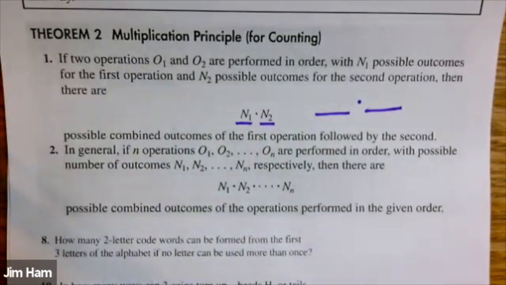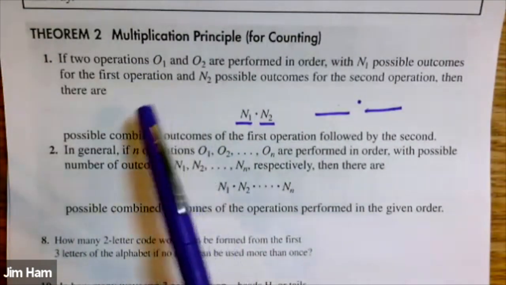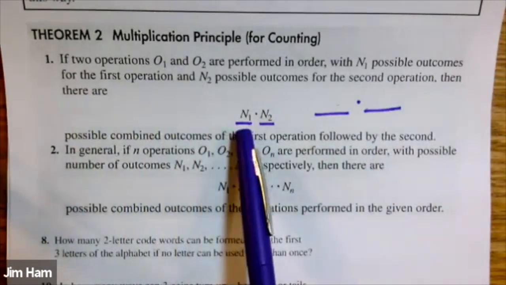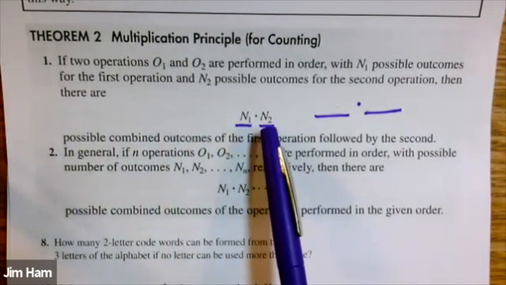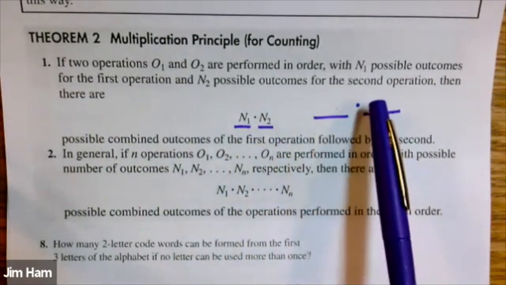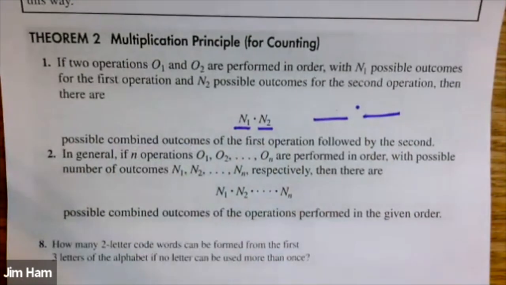If two operations, O1 and O2, are performed in order, O1 first, then O2, with N1 possible outcomes for the first one and N2 possible outcomes for the second one, then there are N1 times N2 possible combined outcomes for the first operation followed by the second. So when you have just two things you're doing, this is the way it's going to work.